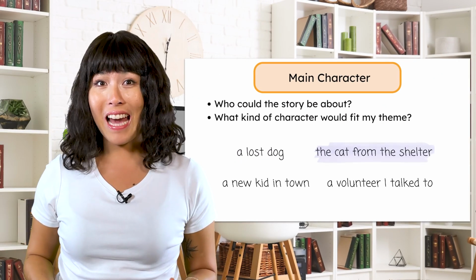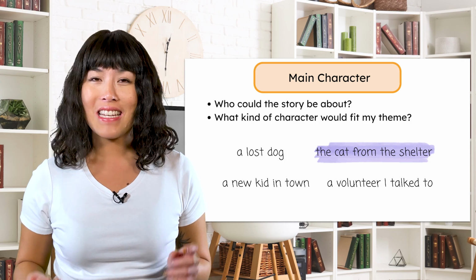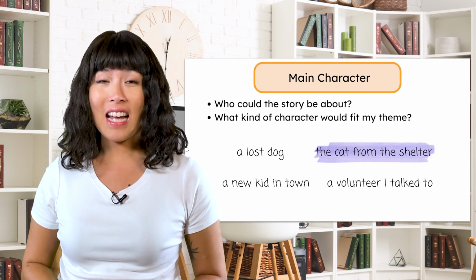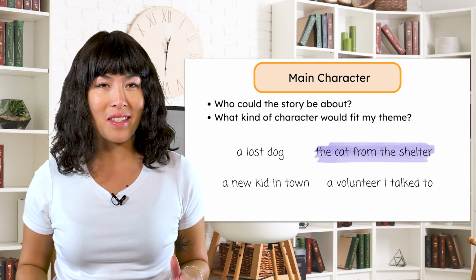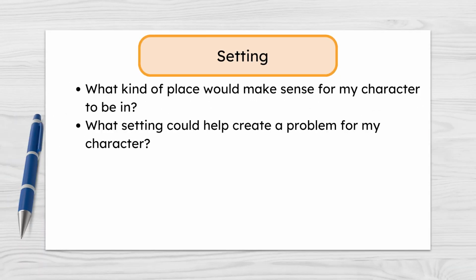I want to write about the cat I met at the shelter because I keep thinking about her. Now that I have a main character, I need to decide where everything happens. My setting. When you brainstorm a setting, you can ask yourself, what kind of place would it make sense for my character to be in? What kind of place could help create a problem for my character?